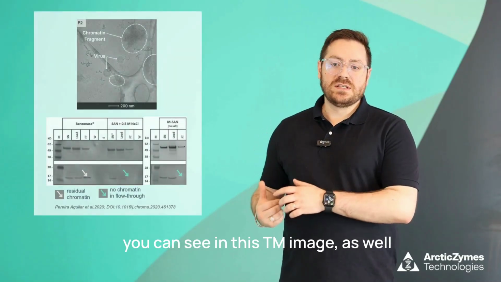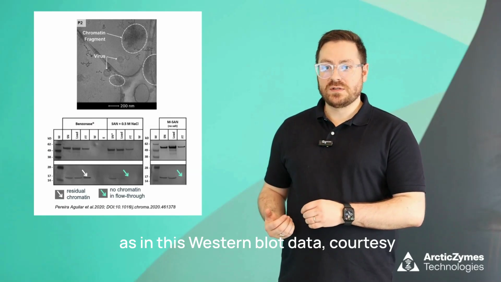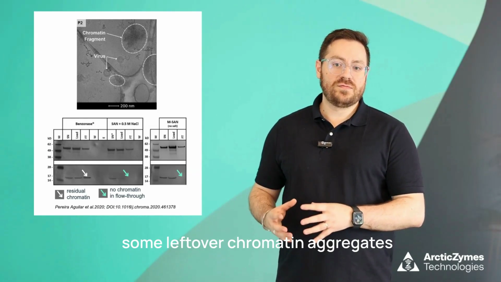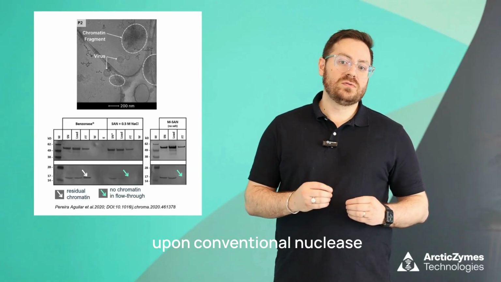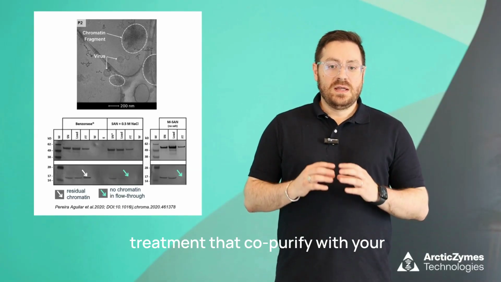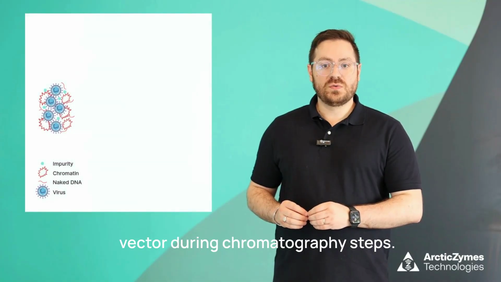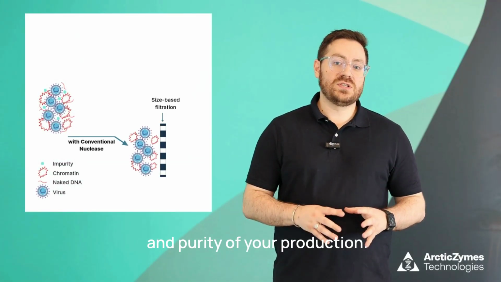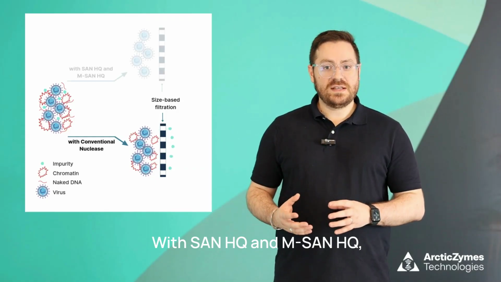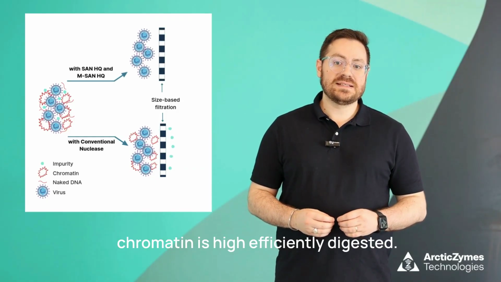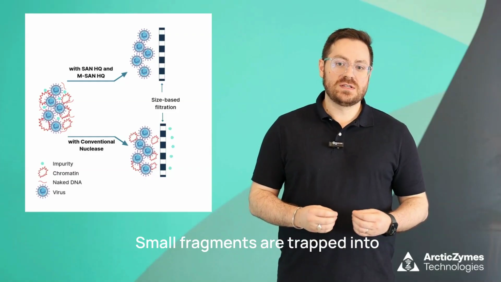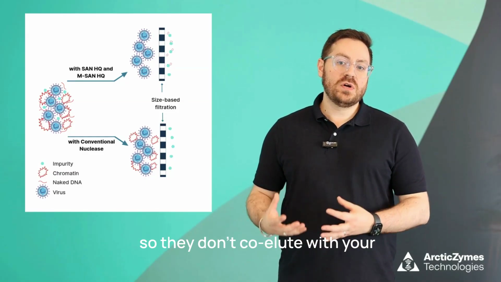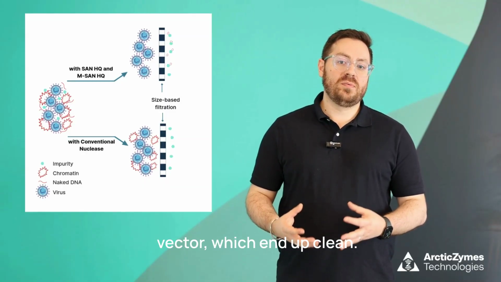As you can see in this TEM image, as well as in this Western blot data, courtesy of our collaborators at ACIP, you get some leftover chromatin aggregates upon conventional nuclease treatment that co-purify with your vector during chromatography steps. This directly reduces the yield and purity of your production. With SANHQ and mSANHQ, chromatin is highly efficiently digested. Small fragments are trapped into the resin during chromatography, so they don't co-elute with your vector, which ends up clean.